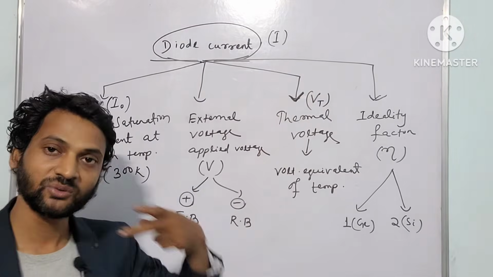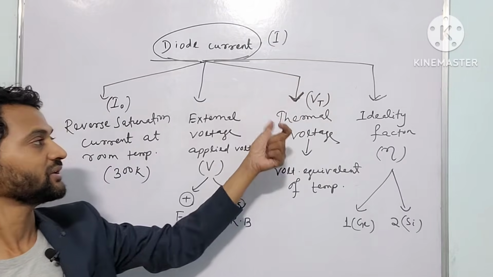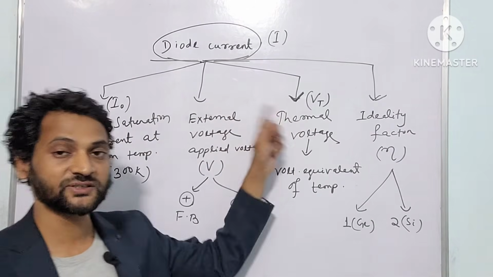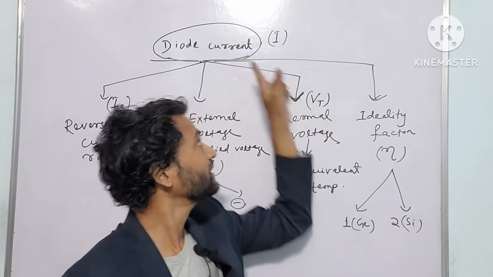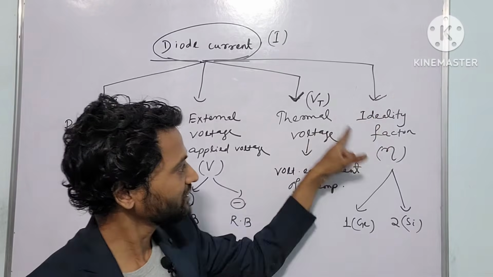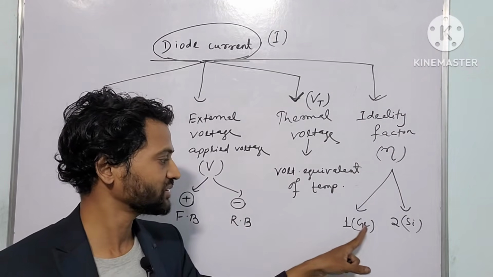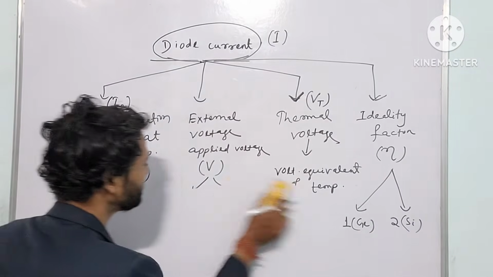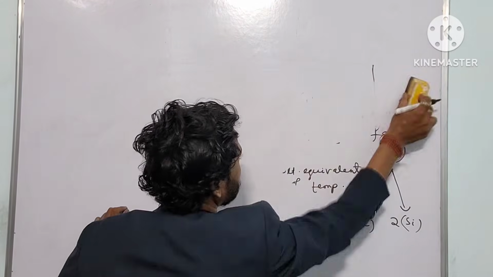Thermal voltage depends on 2 factors: temperature, and the charge of the electron at that junction, and it depends on the Boltzmann constant. We'll discuss this later. And the diode current depends again on the ideality factor, a constant whose value is 1 for germanium and 2 for silicon. So let us write this equation. What is the diode current equation?